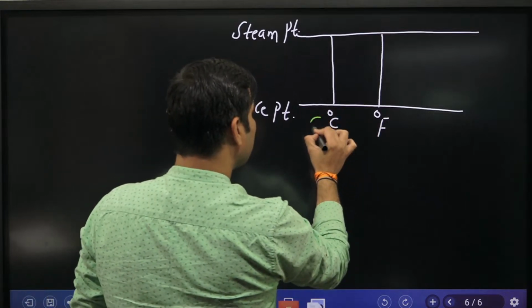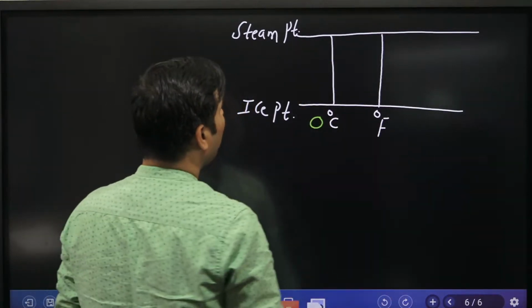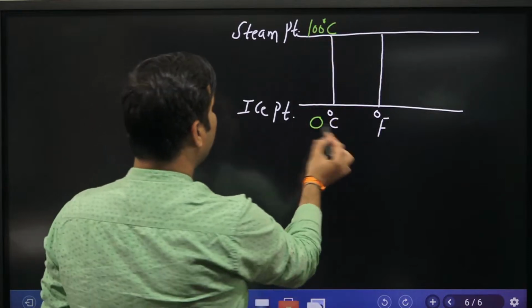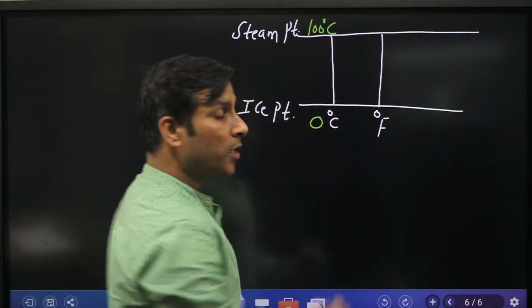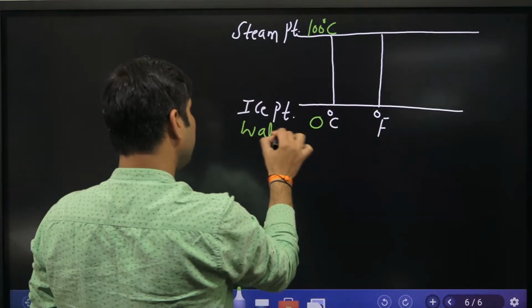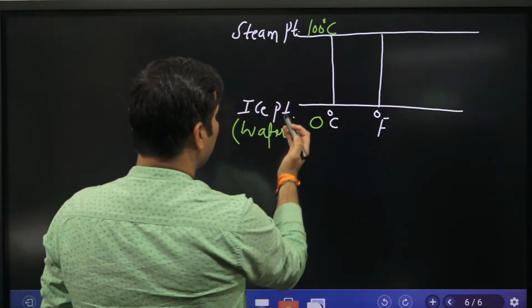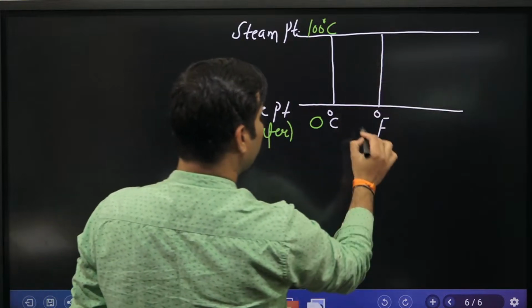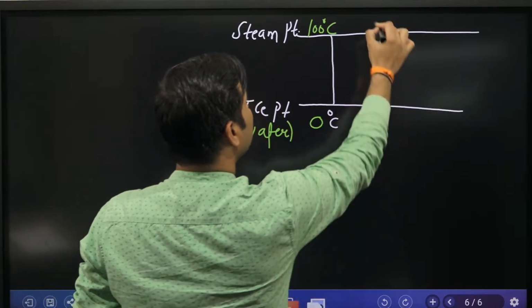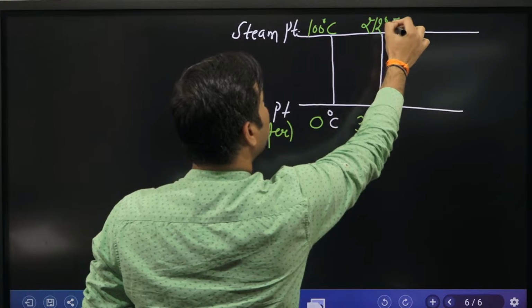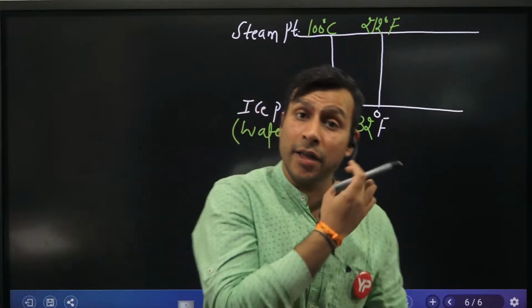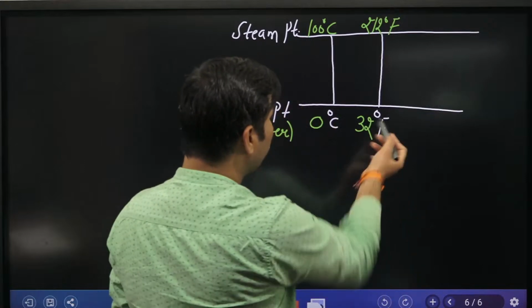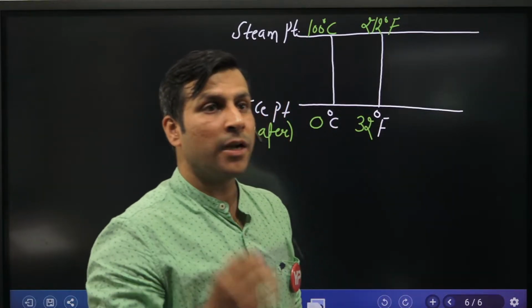What is the ice point? 0 degree Celsius. And the steam point is 100 degree Celsius. In degree Celsius scale, ice point is 0 and steam point is 100 for water, guys. And in degree Fahrenheit scale, the ice point is 32 degree Fahrenheit, and the steam point is 212 degree Fahrenheit. So 212 degree Fahrenheit is your steam point in degree Fahrenheit scale, and 32 degree Fahrenheit is your ice point in degree Fahrenheit scale.